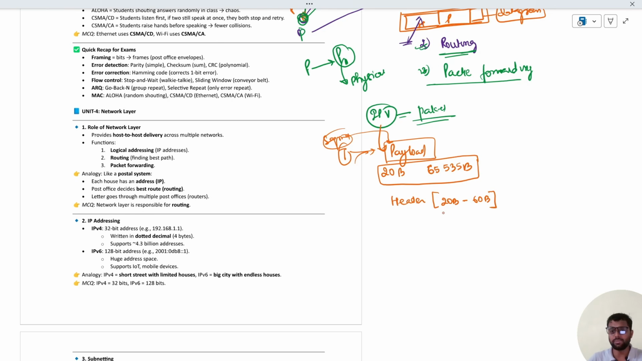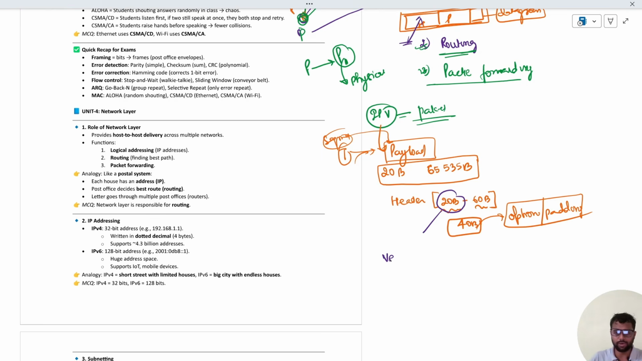Now, when I say that the size of the header is variable and it ranges from a minimum of 20 bytes to a maximum of 60 bytes, that is, there is a 40 byte variation. These 40 bytes comprise options or padding. So let us see what are the fixed header contents of 20 bytes.